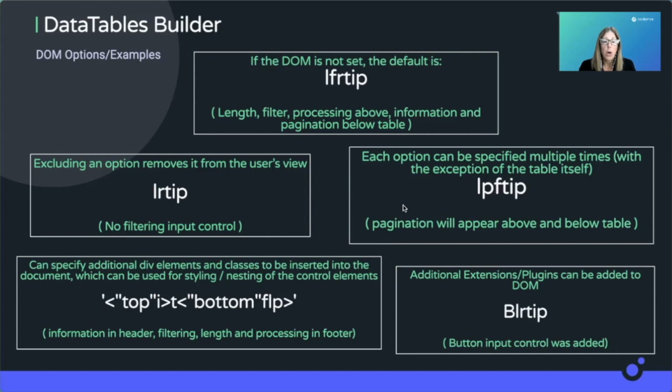Over here, I'm telling you that you can actually show a DOM element more than one time. So in this case, we're showing pagination both above and below the table. So, hey, I want to see pages 1, 2, 3, 4, 5 at the top and at the bottom. Those are just things that you can control. Everything can be repeated except for the table. That can only be included one time.